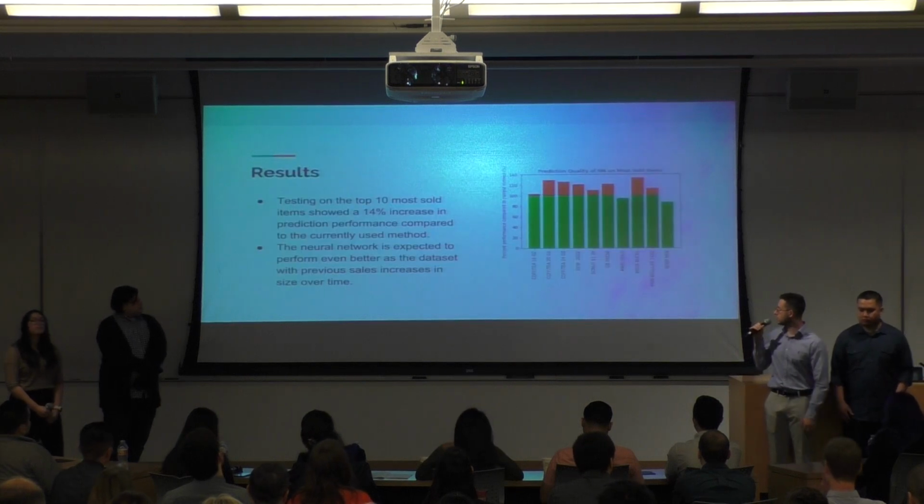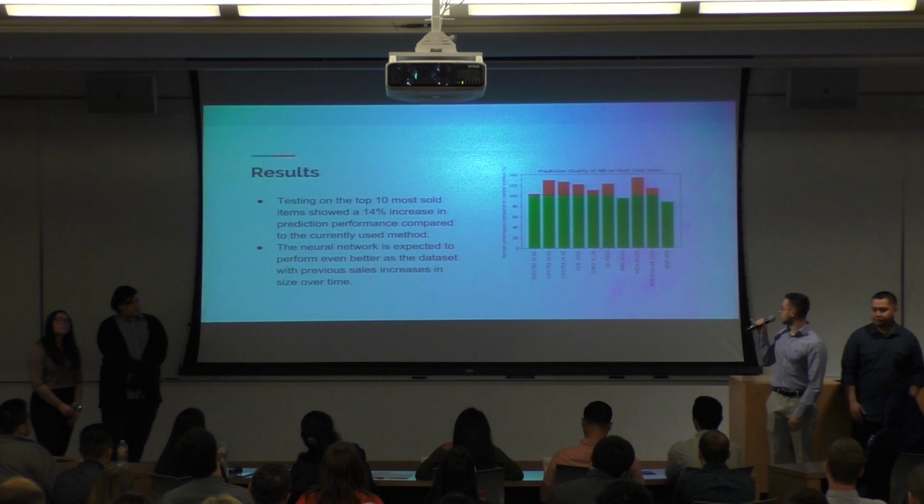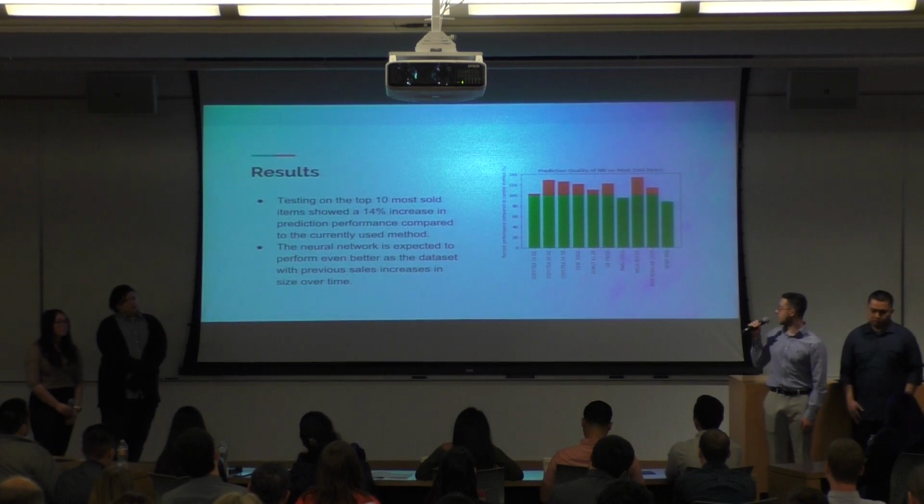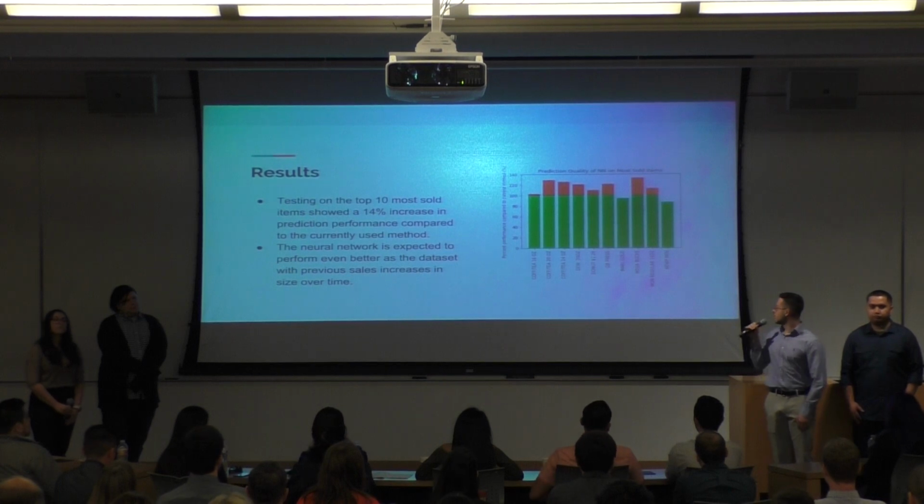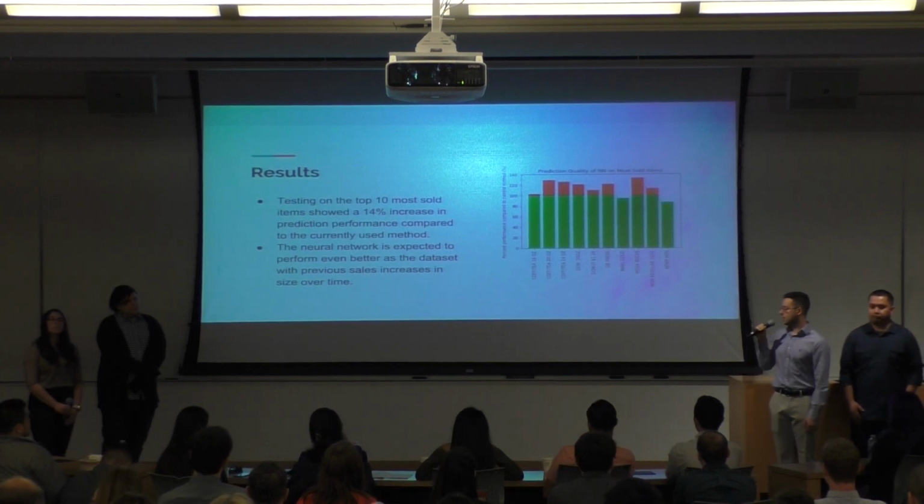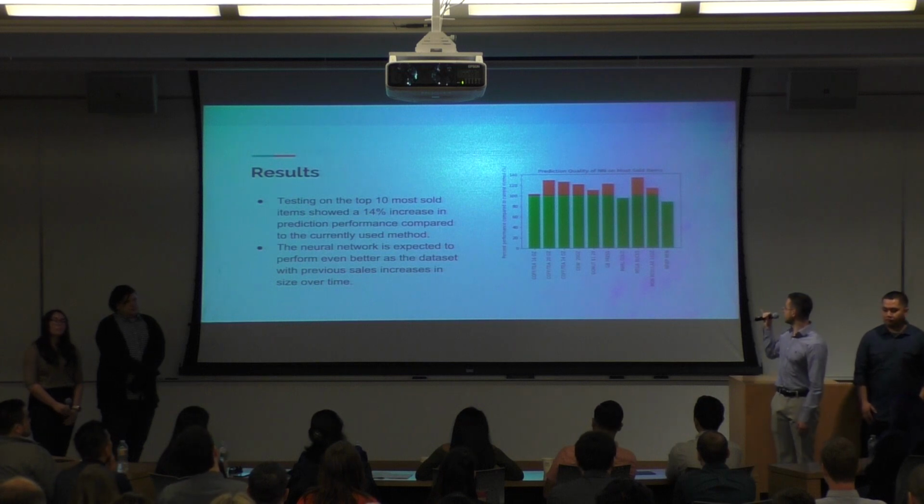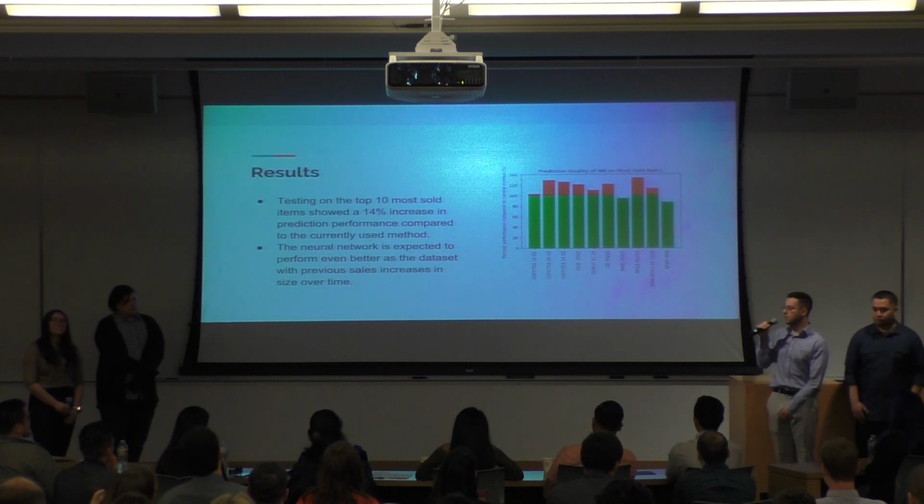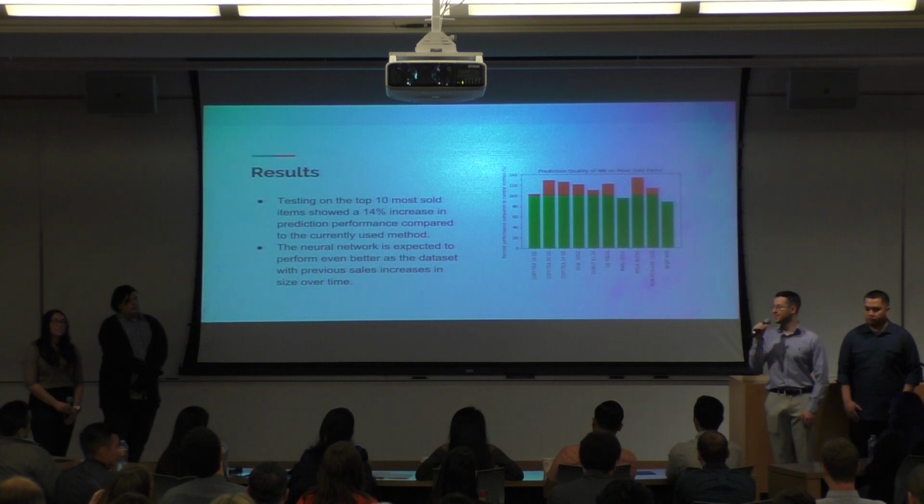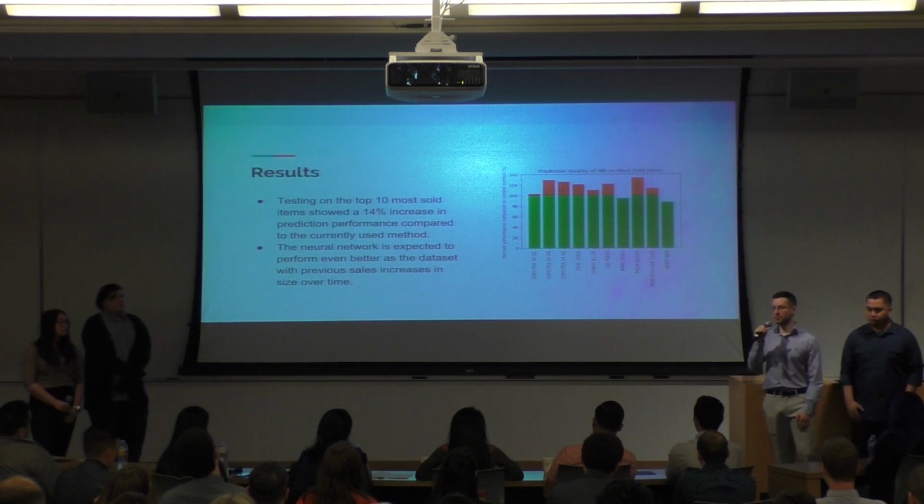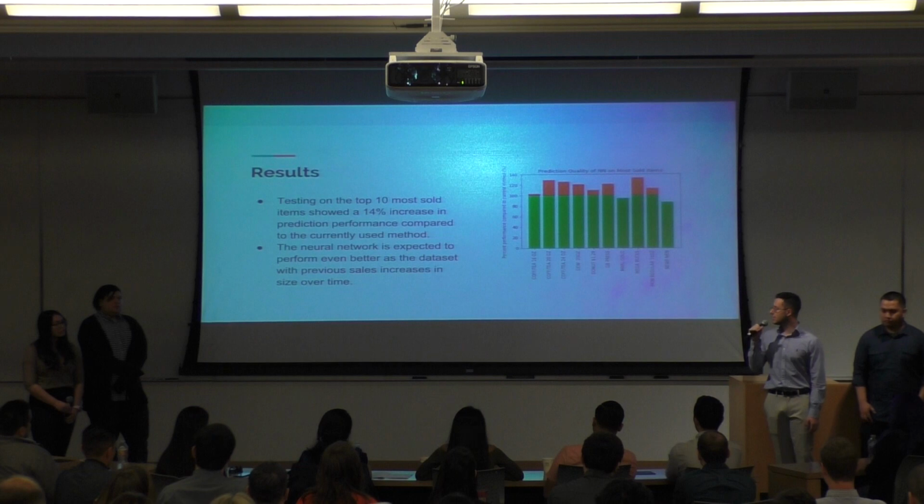So we'll also take a brief look at the results. In that graph on the right, we tested the neural networks we created against the previously used method, on the 10 top sold items. We see that in 8 out of 10 items, wherever there's a little red bar above the green one, the neural network performed better than the previous method.